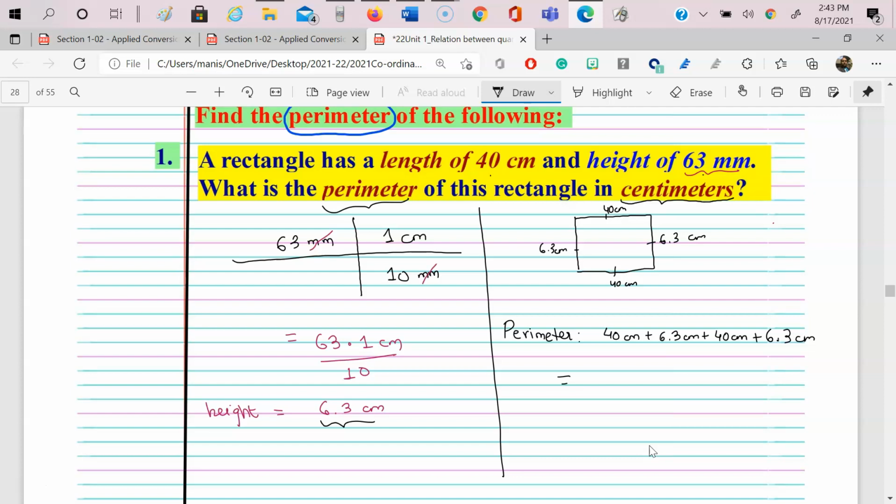So let's add all of these. 40 plus 40 is 80. This is 86. This is 92. So your answer is 92.6. And the unit is centimeter. Or I can also write cm over here, which is the abbreviated form, the symbol for centimeter. This is how we find the answer for this question.